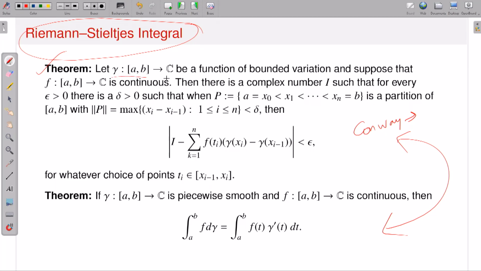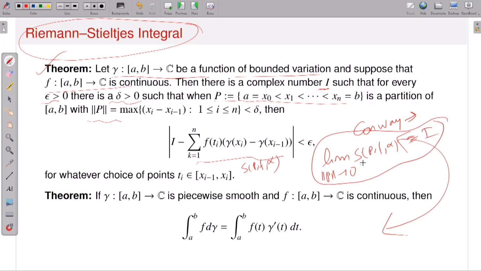Let gamma be a function of bounded variation. I have already discussed this. Suppose that your function f is continuous. Then there exists a number I such that for any epsilon there exists a delta such that whenever I take a partition P with norm of the partition less than delta, the difference between the number I and the corresponding Riemann Stieltjes sum is less than epsilon. That is nothing but the limit as norm of P goes to 0 of the sum S(P, f, alpha) being exactly equal to my number I.